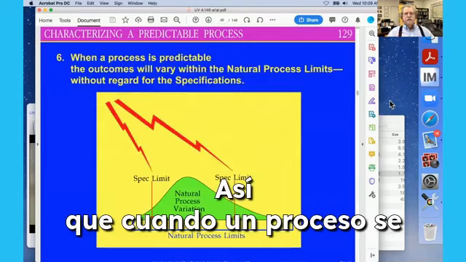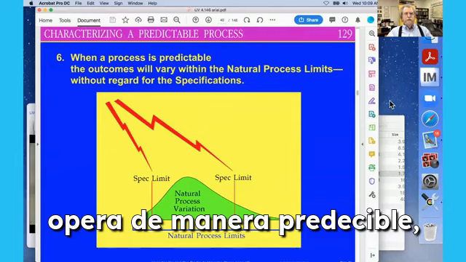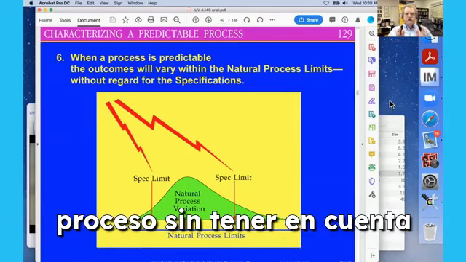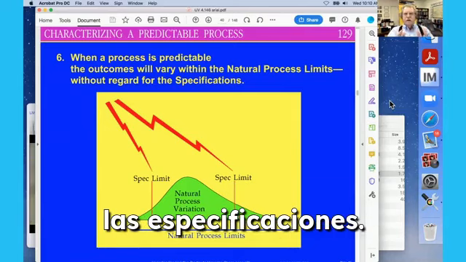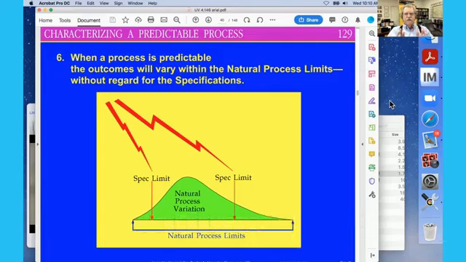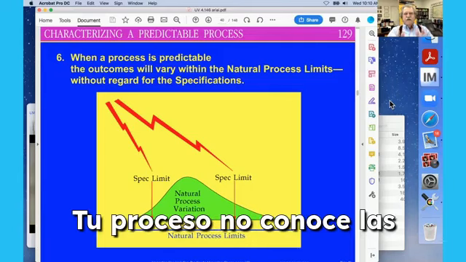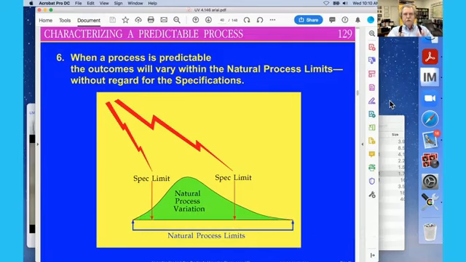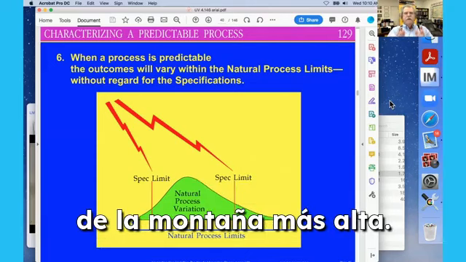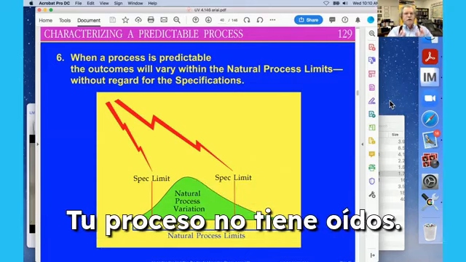So when a process is operated predictably, the outcomes will vary within the natural process limits without regard to the specifications. I don't care what your process is. Your process doesn't know the specs. You can shout it from the top of the highest mountain. Your process has no ears.